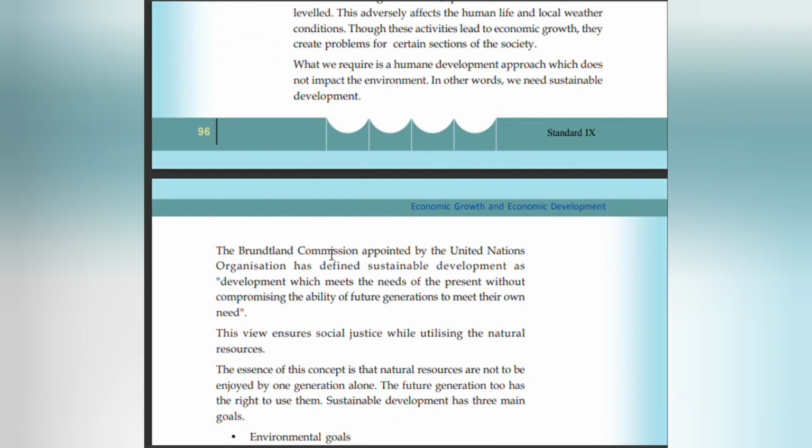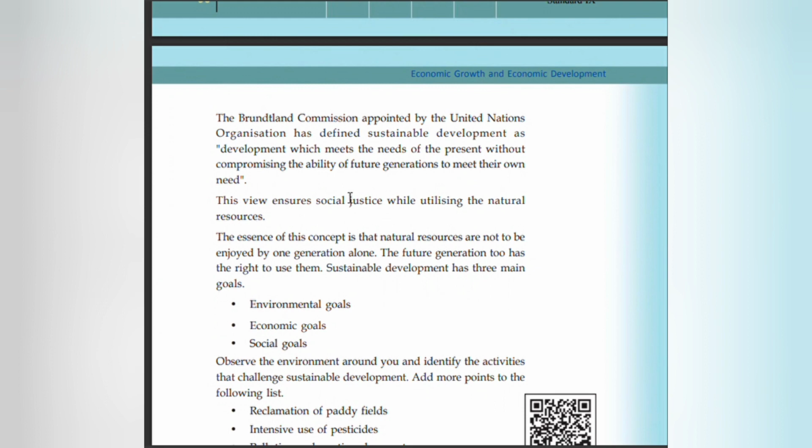The Brundtland Commission, appointed by the United Nations organization, has defined sustainable development as development which meets the needs of the present without compromising the ability of future generations to meet their own needs. The view ensures social justice while utilizing the natural resources. The essence of this concept is that natural resources are not to be enjoyed by one generation alone. Future generations too have the right to use them. Sustainable development has three main goals: environmental goals, economic goals and social goals.